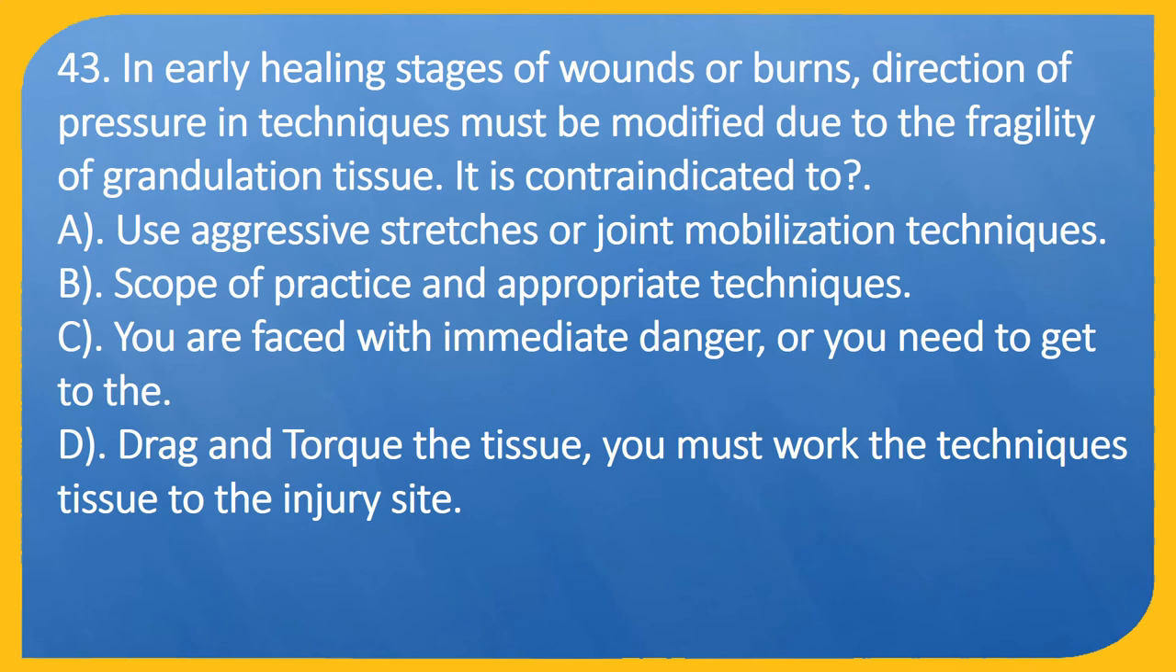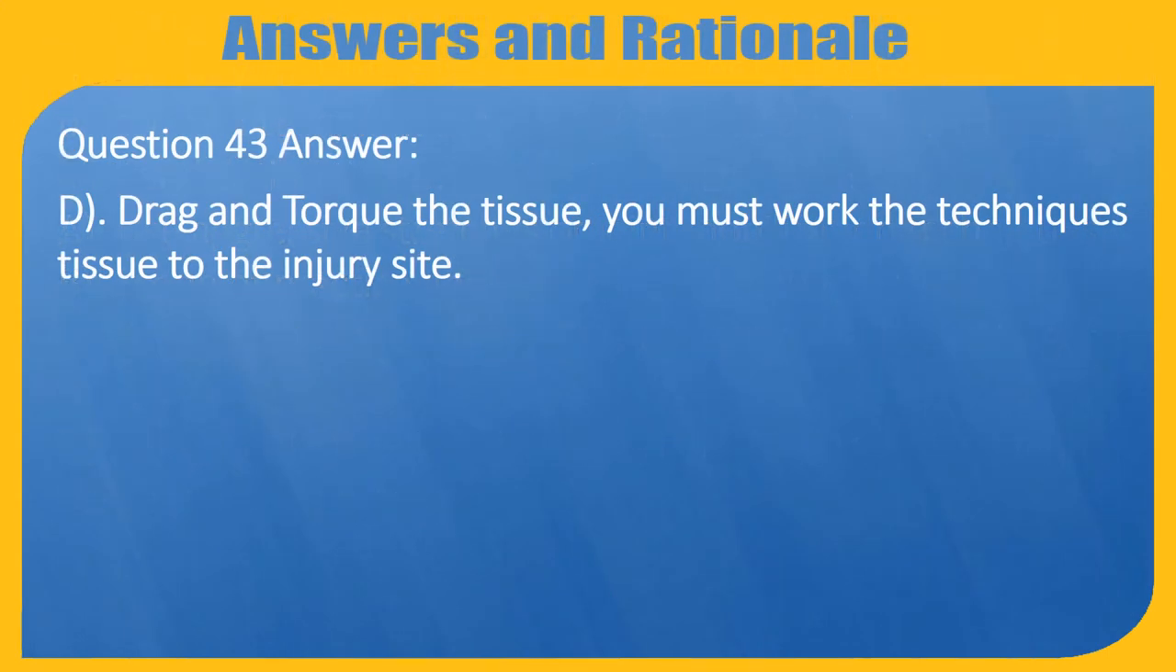Question 43. In early healing stages of wounds or burns, direction of pressure in techniques must be modified due to the fragility of granulation tissue. It is contraindicated to A. Use aggressive stretches or joint mobilization techniques. B. Scope of practice and appropriate techniques. C. You are faced with immediate danger, or you need to get to the. D. Drag and torque the tissue, you must work the technique's tissue to the injury site. Question 43. Answer. D. Drag and torque the tissue, you must work the technique's tissue to the injury site.